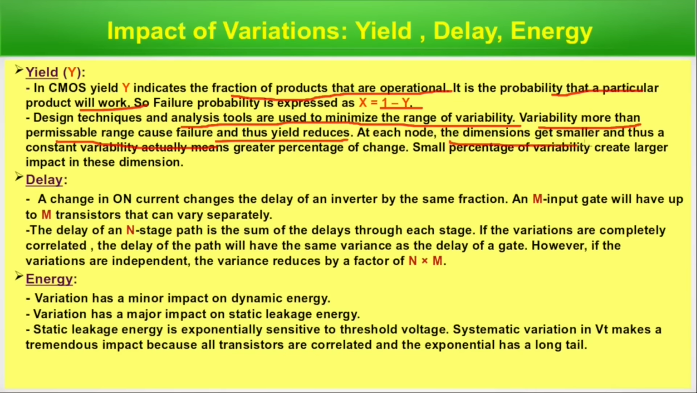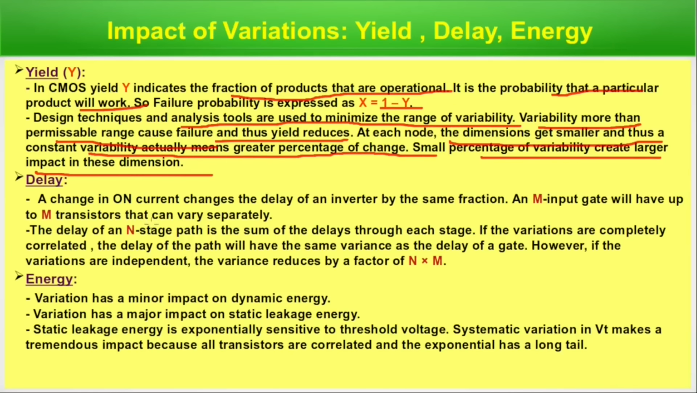At each node, dimensions get smaller and thus a constant variability actually means a greater percentage of change. A small percentage of variability creates a larger impact in this dimension. Variability more than a permissible range is considered as failure. At each node, dimension is reducing and variability remains the same, then that is a huge percentage. So a small percentage of variability at one node can create a huge impact at the next advanced or smaller node.